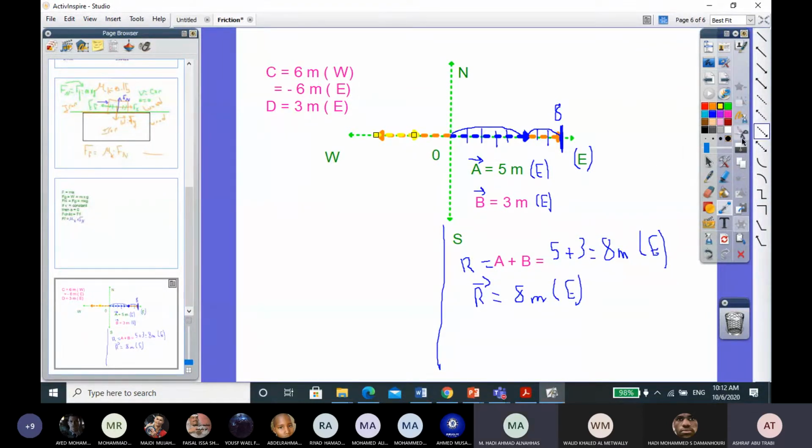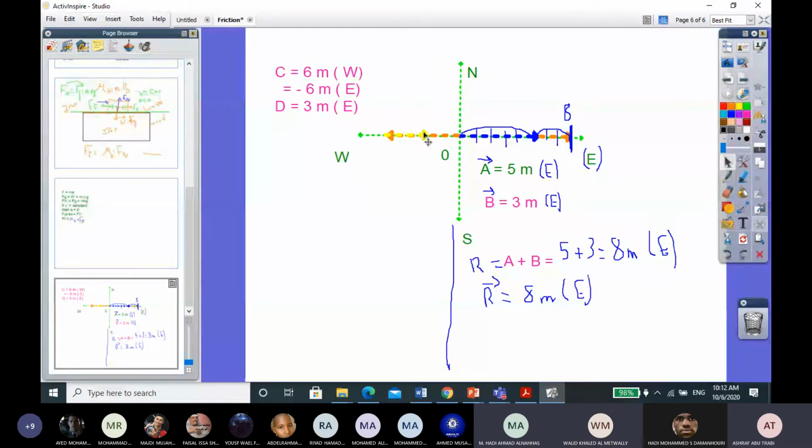Yes. So 6 minus 3 equals 3. It's easy. 6 minus 3. Excellent, guys. The total will be 3 meters to the west. Excellent.